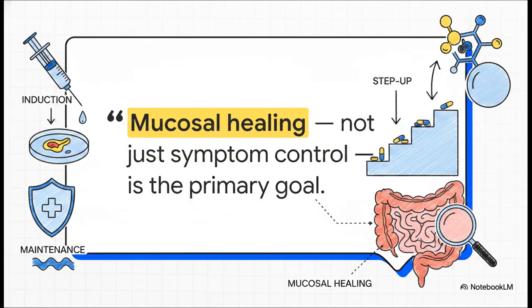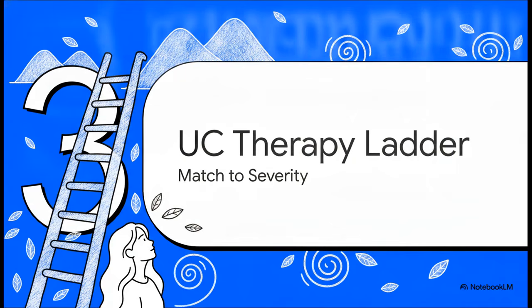So to achieve true healing, I employ one of 2 strategies: either a step-up approach, where we start with the least toxic drugs and escalate only if the patient fails each rung, or a top-down approach, where we hit them with a strong biologic right out of the gate to halt aggressive penetrating disease. Okay, let's jump into Section 3, the ulcerative colitis ladder.